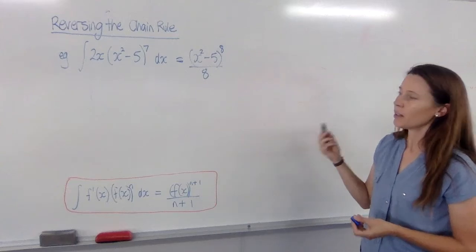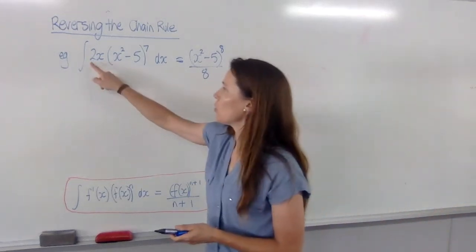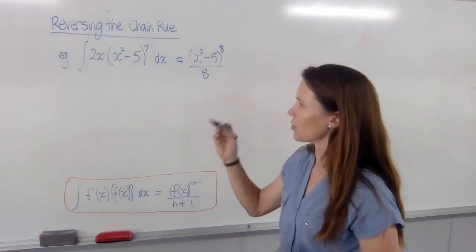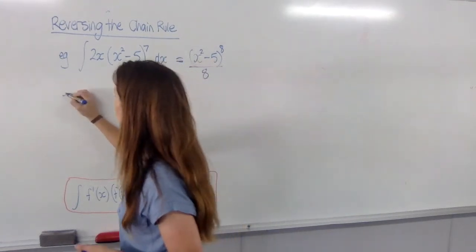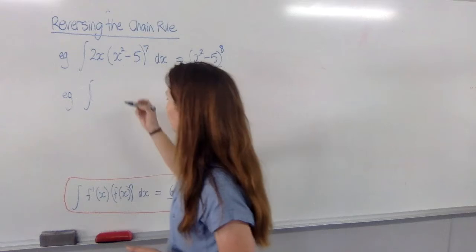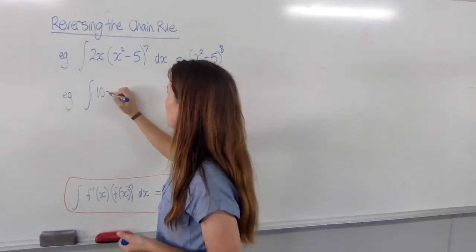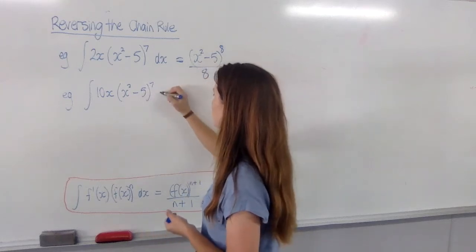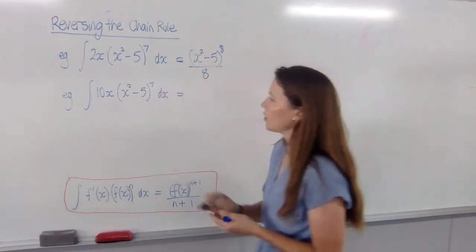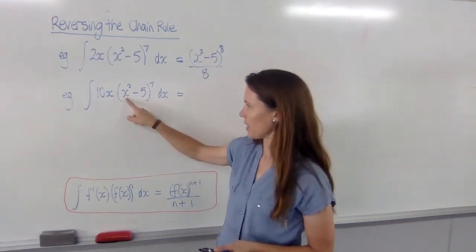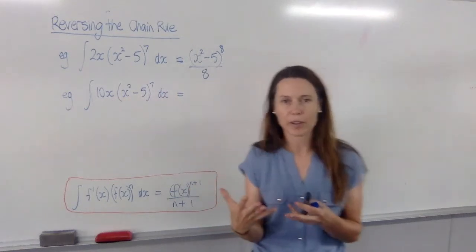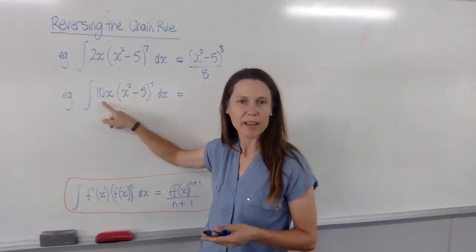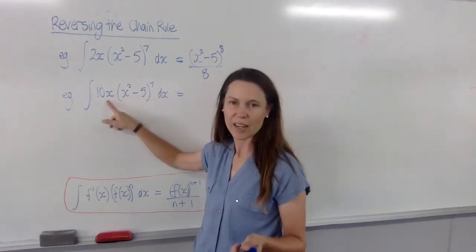Now, these get a little bit harder if what we're given here is not perfect. So let's have a look at how we can change it. For example, if we were given a question that was very similar, but it might have said 10x, x squared minus 5 to the power of 7 dx. Looking at this, I can see I've got x squareds here and x's here. So it's in a form I'm going to be able to manage, but it's not perfect because I would like to have 2x out the front, and instead I've got 10x.